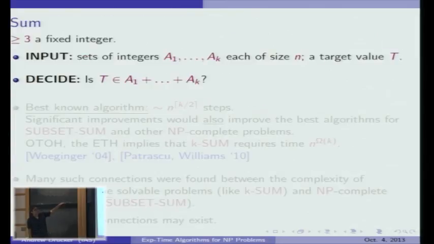The k-sum problem is defined with respect to some fixed parameter k. The input to this problem is k sets of integers, each set of size n, and again a target value t. And now we want to know whether t is in the set sum of A1 through Ak. The best known algorithm essentially follows the ideas in the last algorithm. You split these things into two halves, and you do the same kind of exhaustive search on either side.